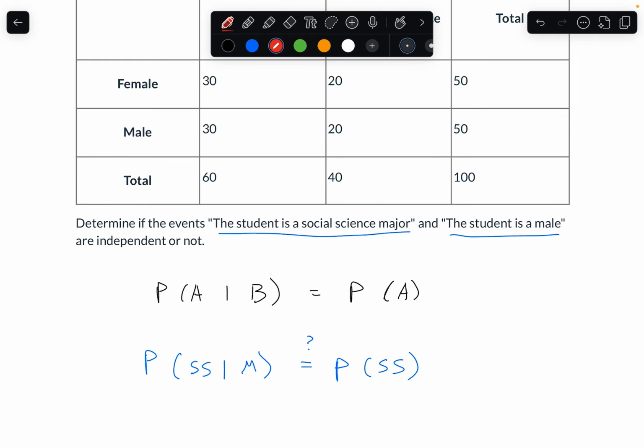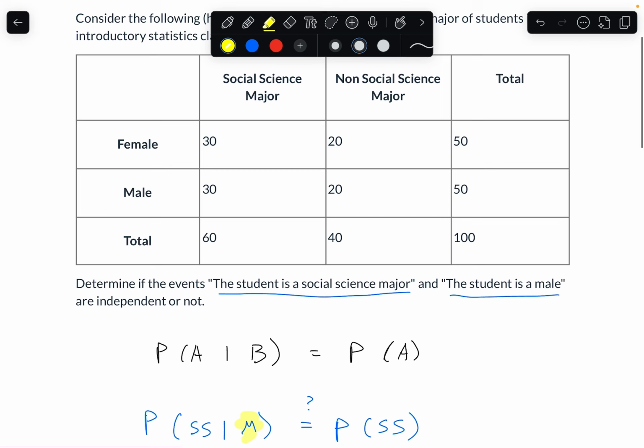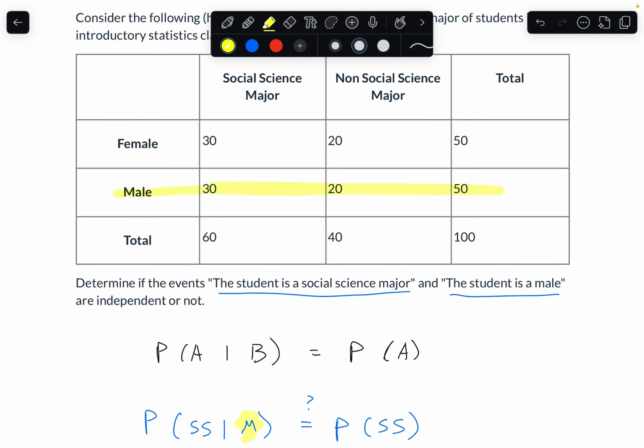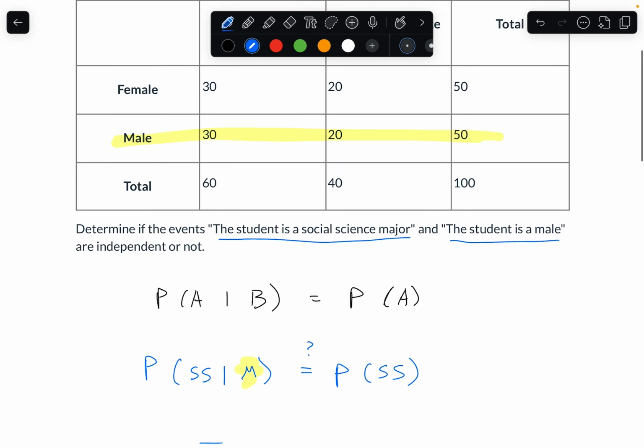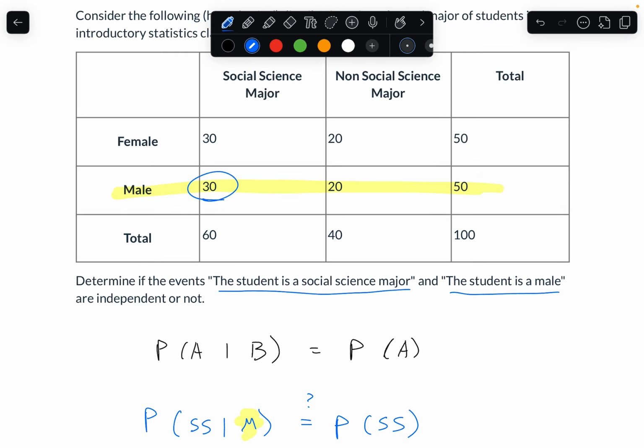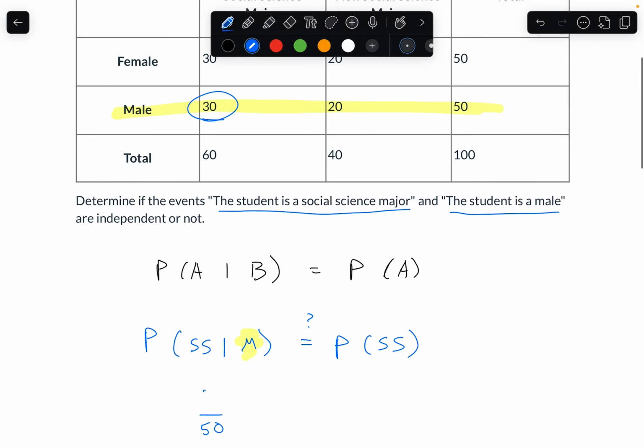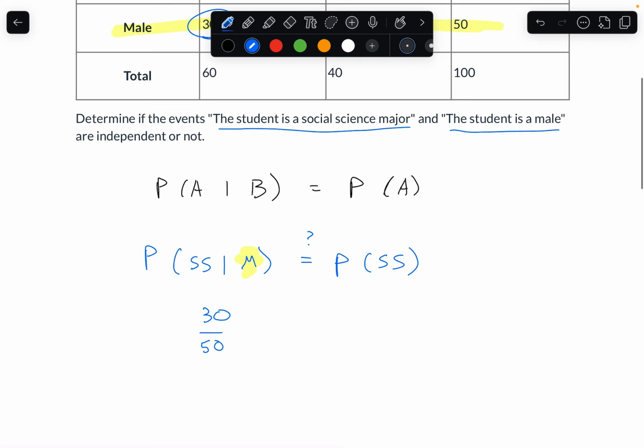So let's start with the conditional probability on the left first. I know that I am choosing from the male group. So from the male group, that means I'm only looking at this row right here. That's the only one that matters to me. I have a total of 50 males in my sample. So out of the 50 males that I have, let's see, 30 of them are social science majors. So 30 out of 50. If we wanted to go ahead and divide that out real quick just to get a fraction, we get a nice even 0.6. So that is 0.6.